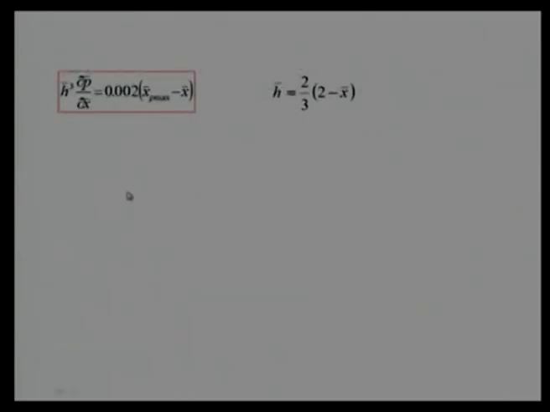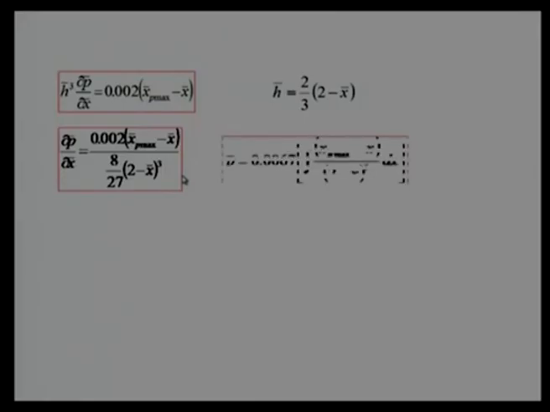To do that, we require the expression of h, which we have already determined: h is 2/3 (2 minus x bar). Substitute this and rearrange the equation; we know it is h bar cube. So, the cube of 2 will turn out to be 8, the cube of 3 will turn out to be 27, and this will be (2 minus x bar) cube. We can rearrange this equation something like this and then integrate it.